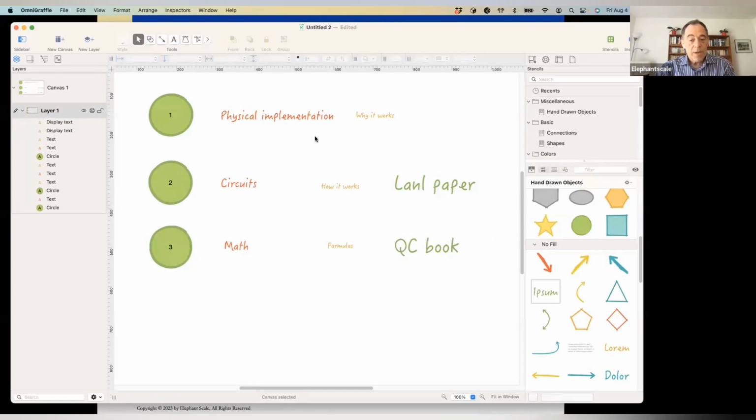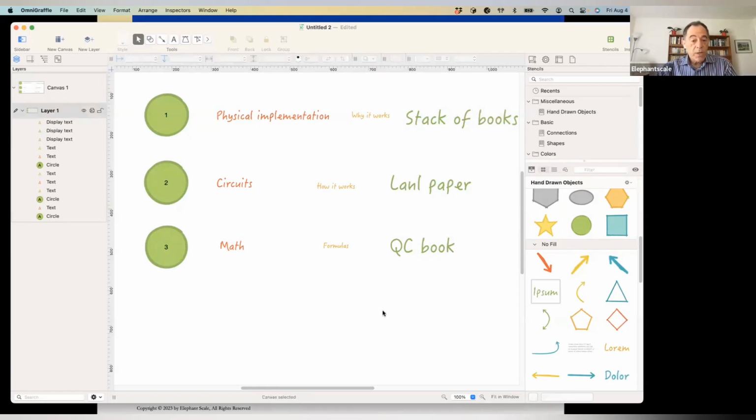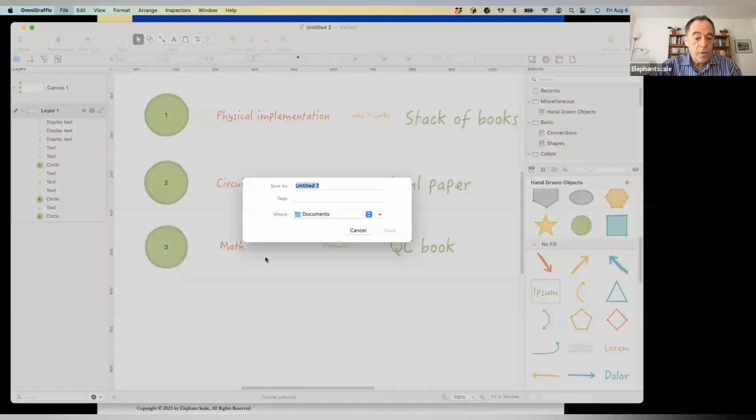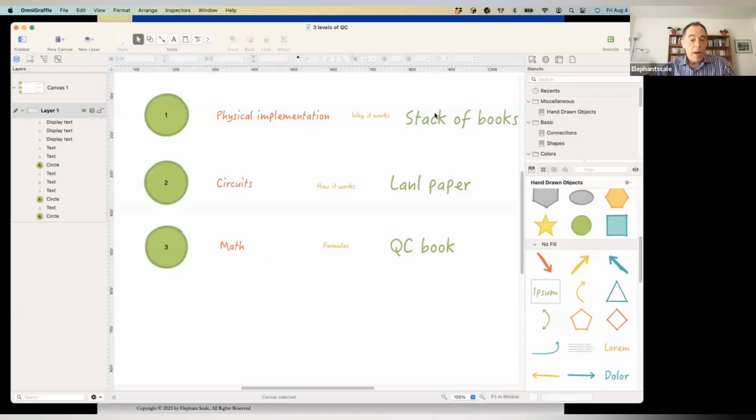Well, and this is a stack of books. Physical implementation is, and that stack of books I even have shown you. I have them all. So it's a stack of books, and years of study in computer science and in quantum, but at least that's what it is. So what I should do, I think, is call it 3 levels of QC, quantum computing. And with that, I'm very willing to talk about this, but practically we don't need it.